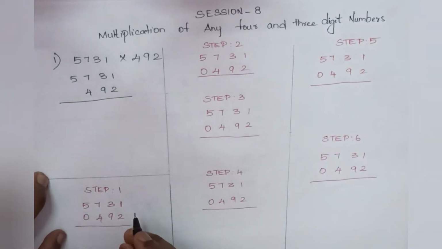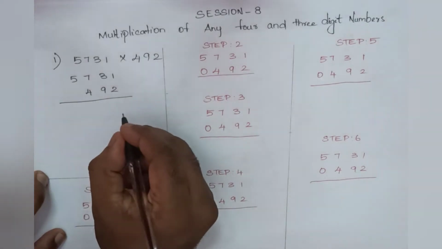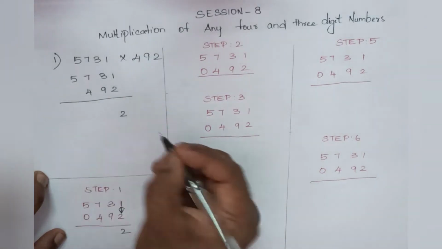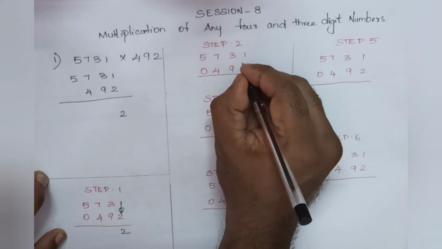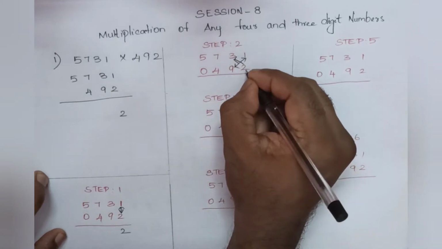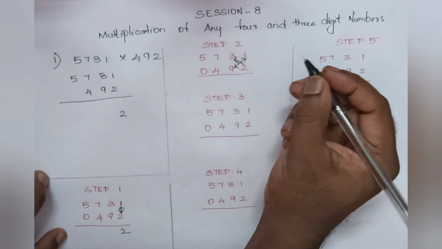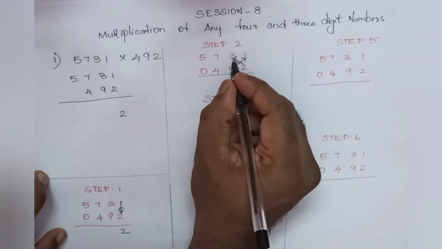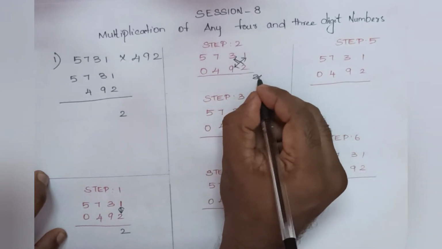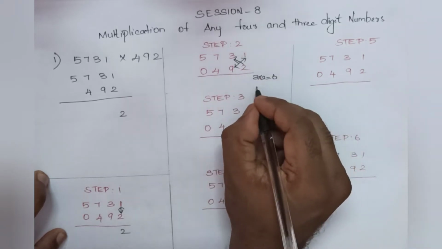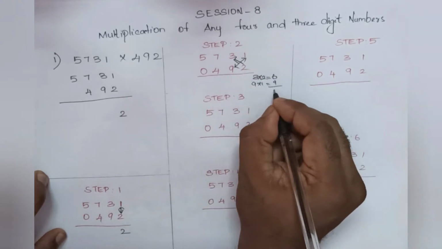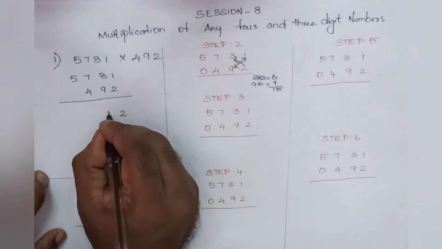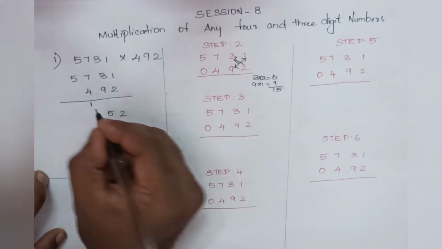Now I go for step by step process. So first step is you have to multiply the unit places of both the numbers. It is 2. You have to put 2 here. Second step is you have to multiply the unit with the 10th places and add it. So 3 into 2 is 6. 9 into 1 is 9. It is 15. Put 5 here and 1 as a carry.